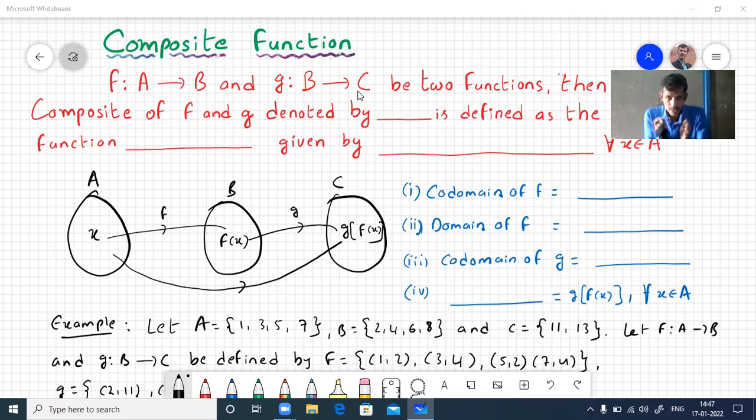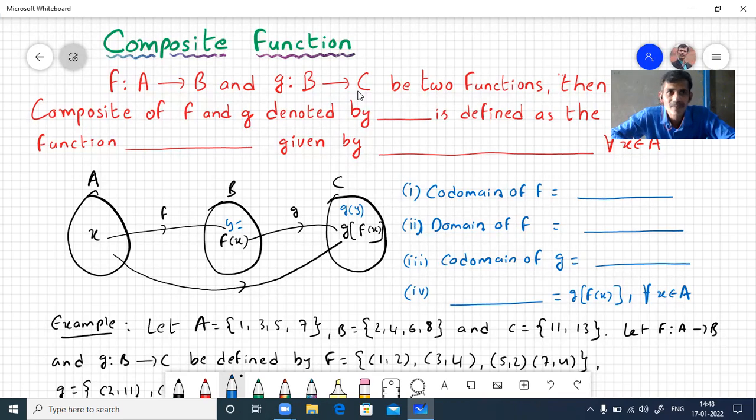See, we should have two functions, f maps A to B and g maps B to C. If you take any arbitrary element x, it maps to f of x. Its image can be written as f of x, some y equal to f of x. Next, if g maps from B to C, then y maps to g of y. Instead of y, we can write the image f of x, no? g of f of x we can write.